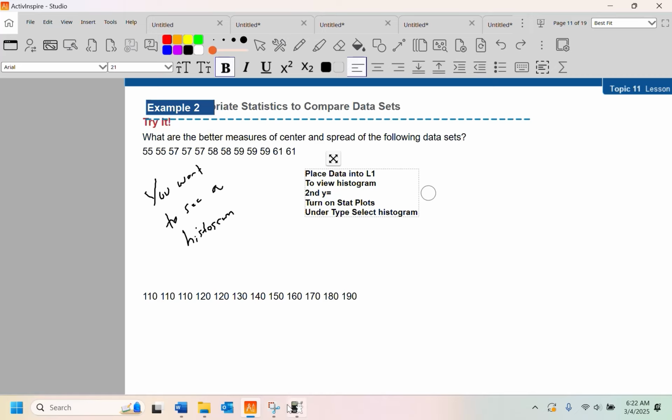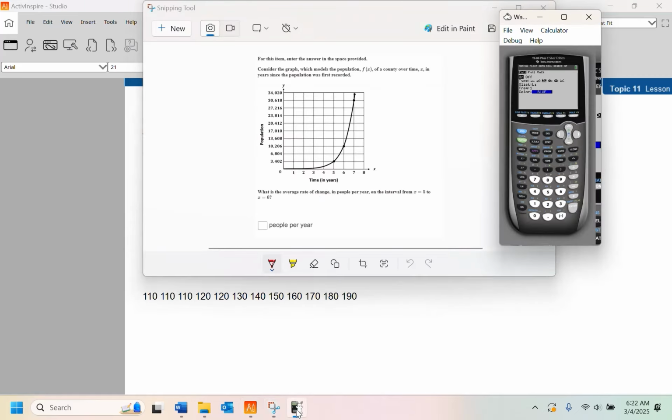You do. And you can even change the color if you want. And you'll see where it has the X list is list 1. And then we're going to do a zoom stat because that's what we do. So zoom 9.